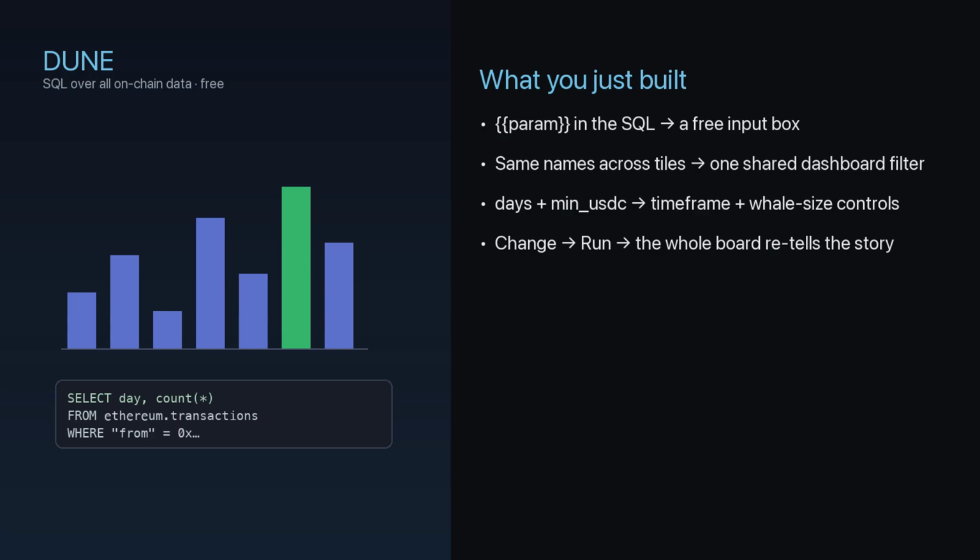Let's lock it in. Wrap any value in double braces, and it becomes a free input box. Use the same parameter names across your tiles, and Dune turns them into one shared filter for the whole dashboard. We added a time frame and a whale size floor, and with a single change we flipped from every deposit to whales only and uncovered net outflows we couldn't see before. The full SQL is in the description and pinned comment. Swap the addresses and you can filter flows into any protocol you like.